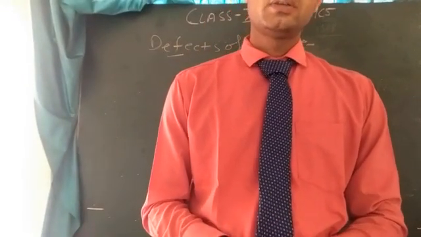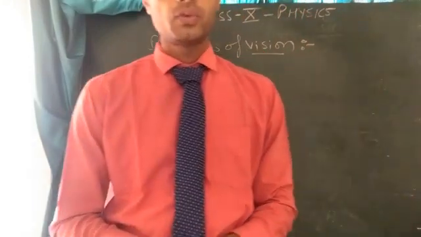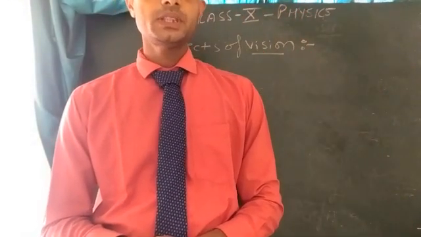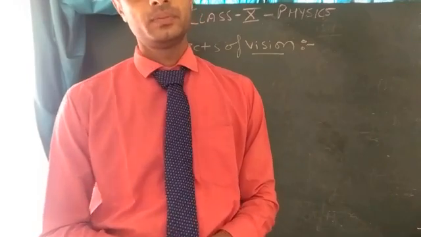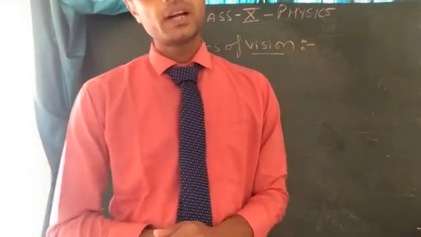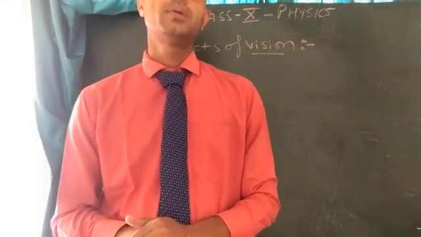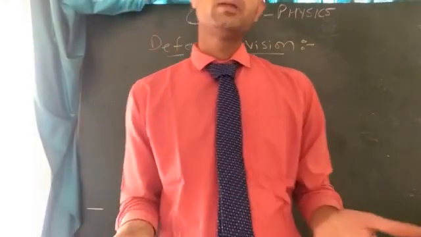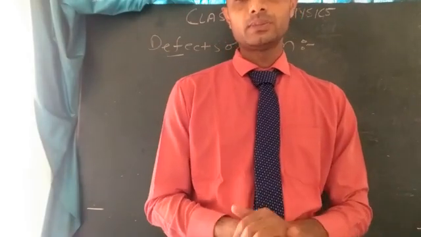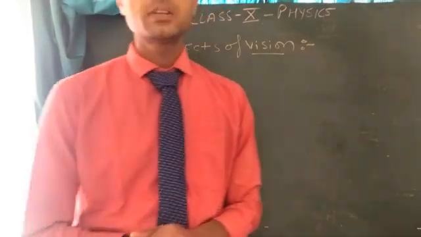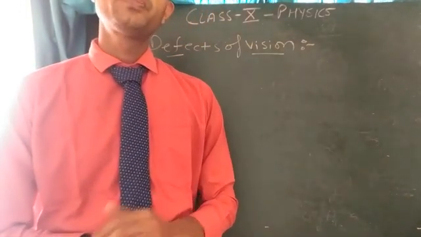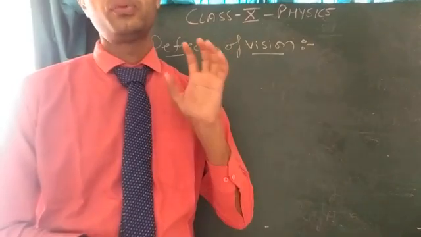As you know, our chapter Human Eye and Colorful World is going on. Now I am going to explain defects of vision. In our eye, there are two types of defects. Some defects are biological and they can be removed by biological treatment. But some defects are refractive defects. They arise due to refraction of light.